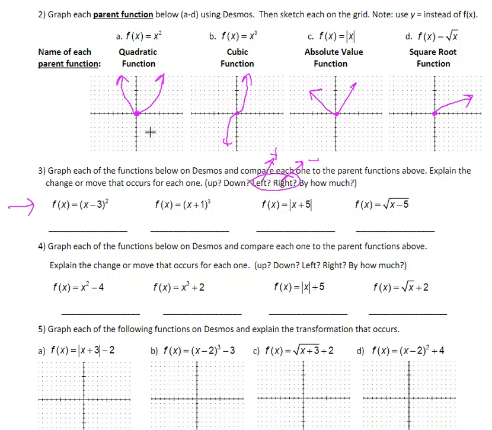So this is going to take your quadratic function and move it right 3. This one is moving your cubic left 1. Here's a +5 inside, so that's going to move it left 5. A -5 inside the root is moving it right. So one of the transformations is the left and right shift. The numbers are located inside the parentheses or the absolute value or the square root, and they move left or right.